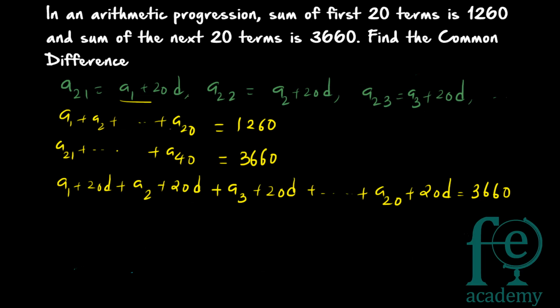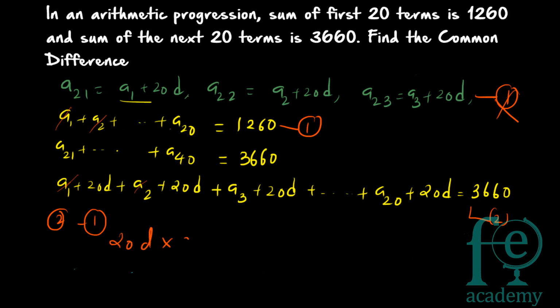Now let's subtract. We are subtracting this second series minus the first series. So what will we be getting? a1 and a1 will just get cancelled. Okay, sorry, this is the first series. So we are subtracting 2 minus 1. What will we be getting? a1, then a2, a3 will all get cancelled. So we will be getting 20d plus 20d plus 20d for 20 times. There are 20 terms, so it will be repeating 20 times.